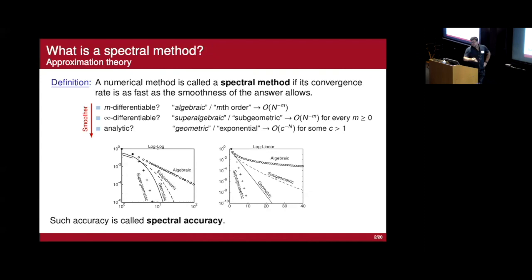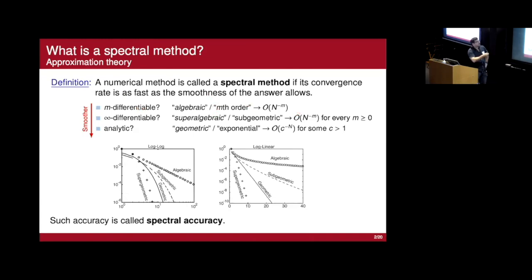And so there are different rates at which a method might converge to a solution. And I'm going to define what I'm going to call a spectral method as a method that converges to the solution as fast as mathematically is allowed. In particular, this speed is determined by the smoothness of the answer. So a spectral method is really any numerical method whose convergence rate is as fast as the smoothness of the answer will allow it to be.